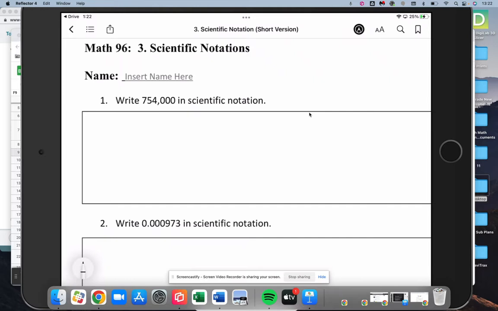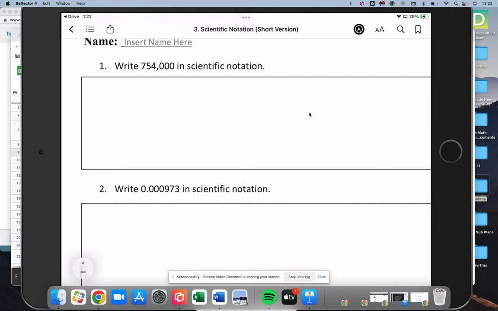I'm not sure how much sense what I just said makes without any context, but that's what we're going to demonstrate in number 1 and number 2. So we have the number 754,000. They're asking us to write this in scientific notation. So let's go ahead and do that, recognizing that our decimal is right there. I could put 0.000000000 and it would still represent the same number.